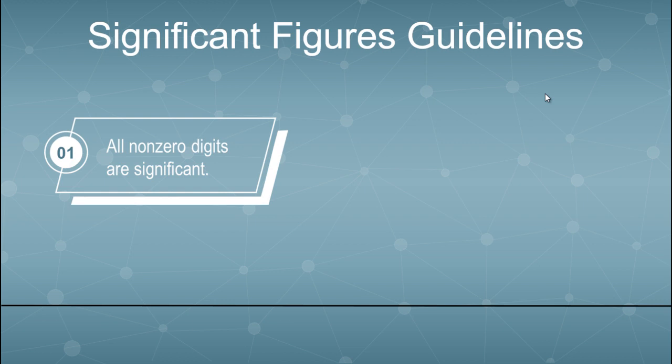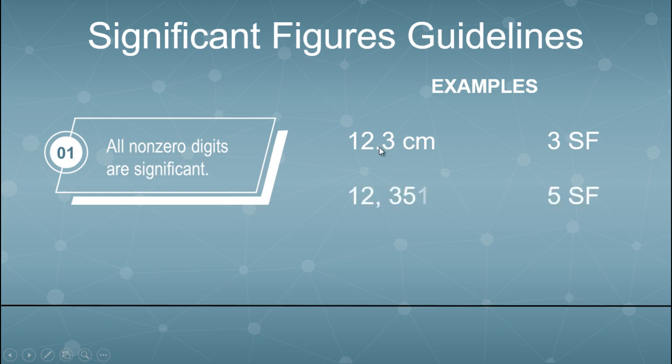Non-zero means all numbers that are not zero. So, that counts 1, 2, 3, 4, 5, 6, 7, 8, and 9. So, those are counted as significant. For example, 12.3 centimeter. So, we have put units, no? Since we are talking about measurement, a measurement is made up of the numerical value and the unit used for that measure being taken. So, going back to our example, 12.3. How many digits is it? We have here 1, 2, 3. So, 3 significant figures.